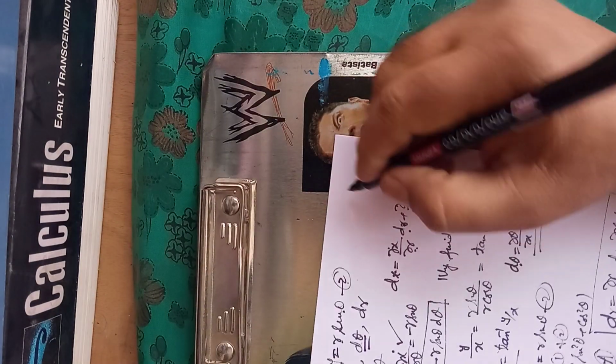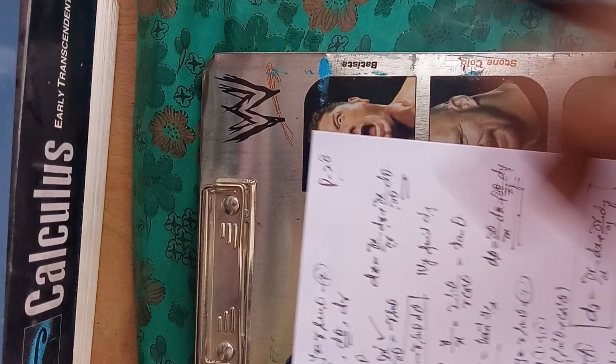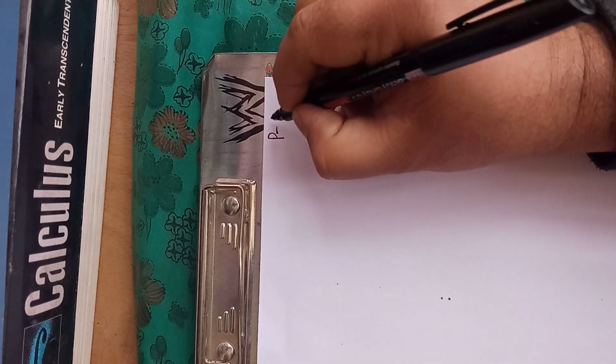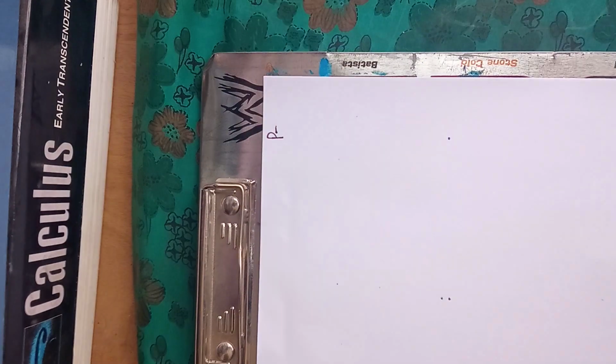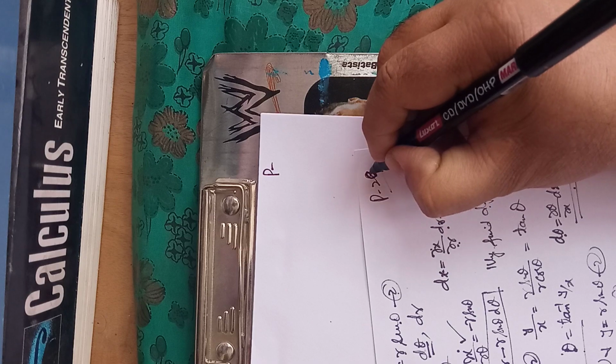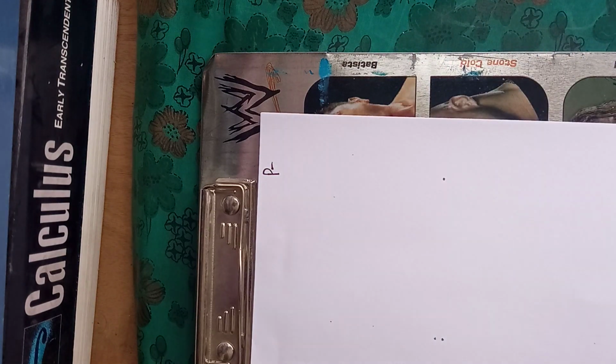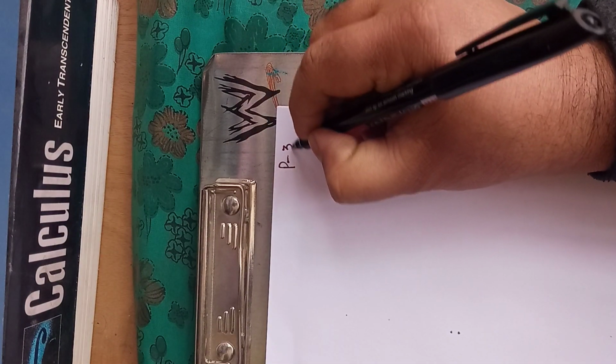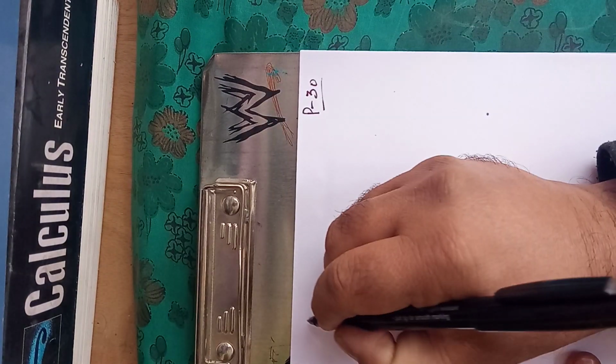This is page 28. Now let me take up page 28. This was 29, sorry. This is page 29. Let me take up page 30. Double points.